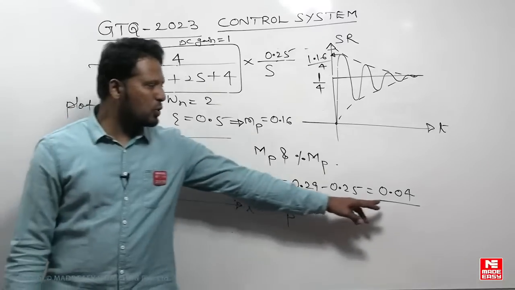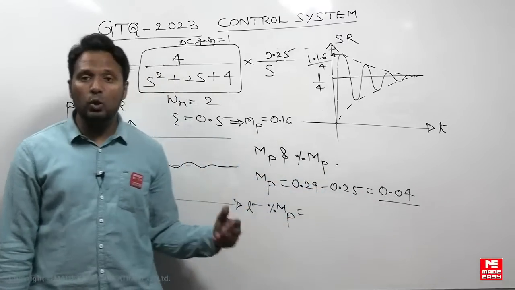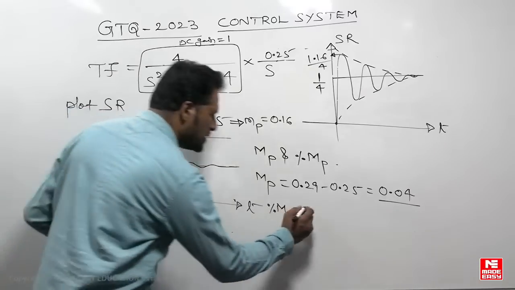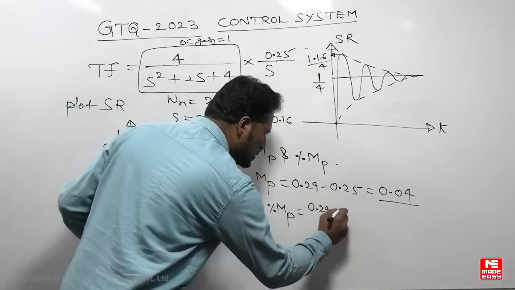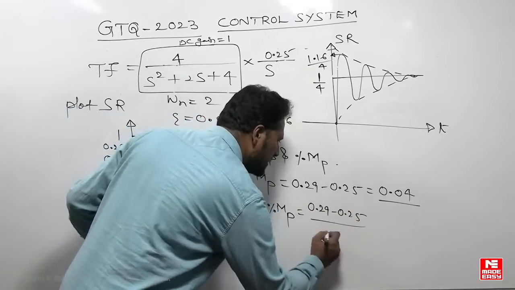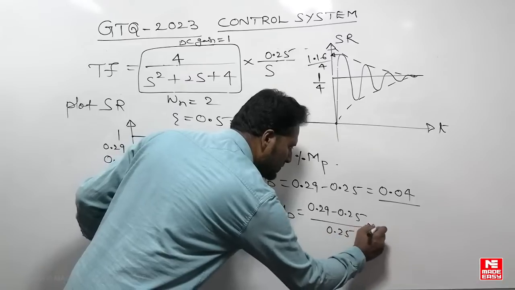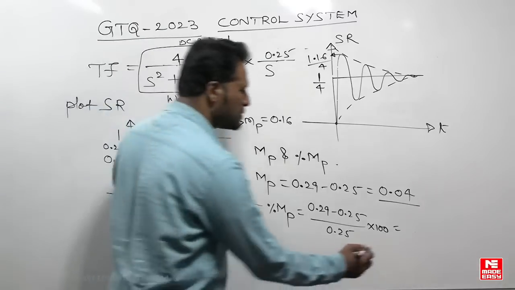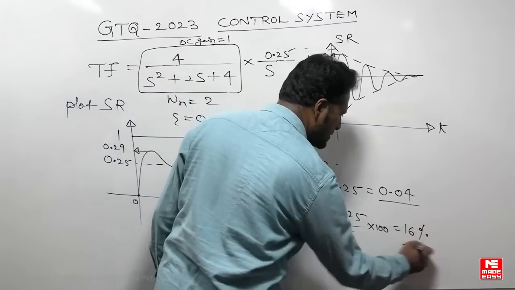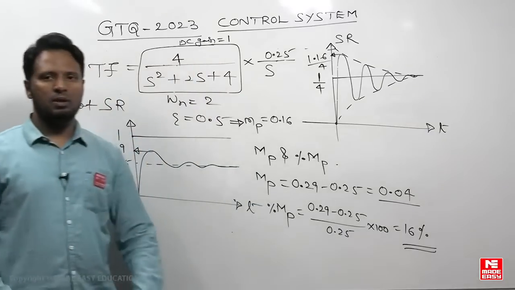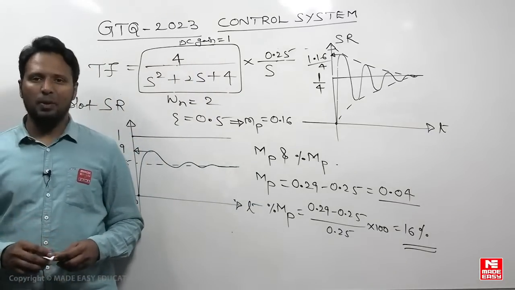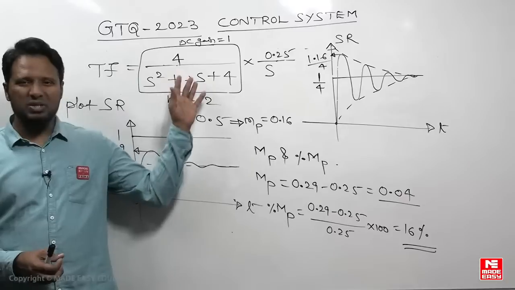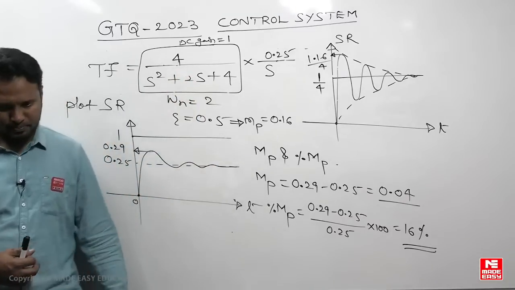So percentage MP 4% nahi hai ki 0.04 ko into 100 karke sir 4% likh denge. Galat hai. What is percentage MP, you know? First, you normalize this MP with the final value of the response and then you multiply with 100. You will come to know that this is 16%. So, MP or percentage MP, aapne solve kiya hoga bahut sare questions mathematically. Main usi ko solve karun graphically.